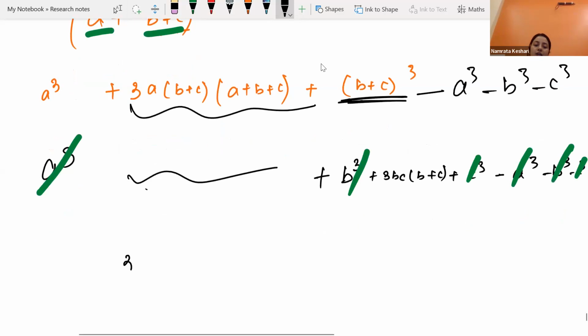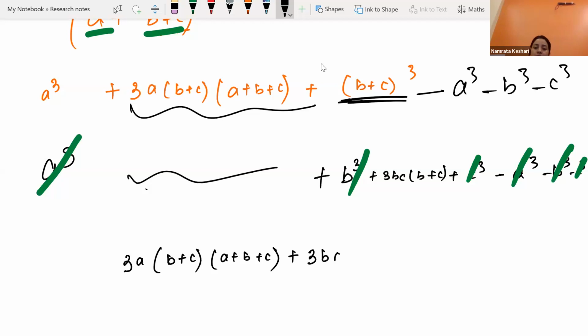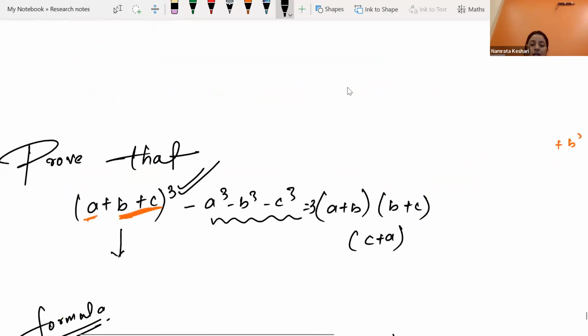I am going to write what we are left with. Are you having any confusion so far? Please let me know. 3a, b plus c, and in one of the brackets, a plus b plus c we are having. And here we ended up getting 3bc and b plus c. Nothing else. Is it clear so far to everyone? Let me write it. Any confusion? Let's continue. Still, I am going to check what we are supposed to prove.